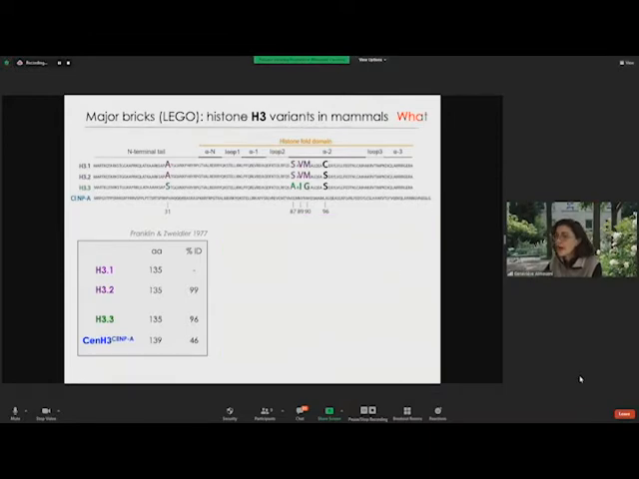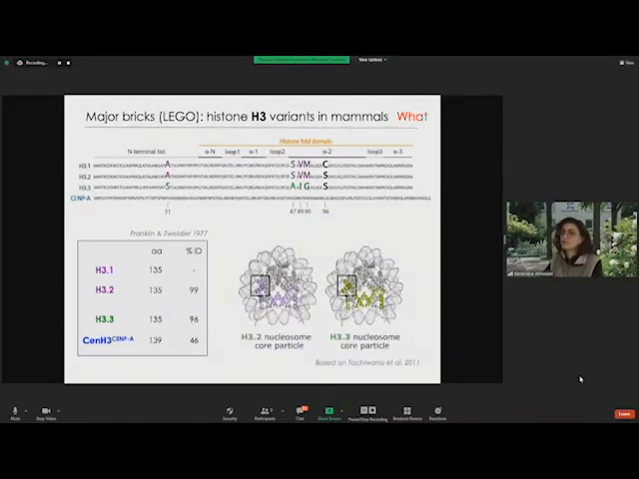Now if we look at the replicative variant versus the replacement variant H3.3, one striking feature is that the core particles look very, very similar. So one may wonder what is the purpose of these different variants. This was a crystal structure obtained by Hiroaki Tachiwana in Hitoshi Kurumizaka's lab.